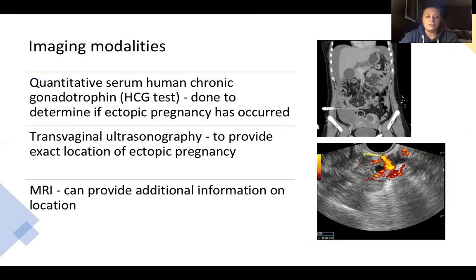A transvaginal ultrasound will be the next step. A transvaginal ultrasound is performed by having the ultrasound probe placed within the vagina while the test is performed, and this is done to confirm the diagnosis and to determine the exact location of the ectopic pregnancy. And lastly, MRI is another option and can provide additional information on the location of the ectopic pregnancy.